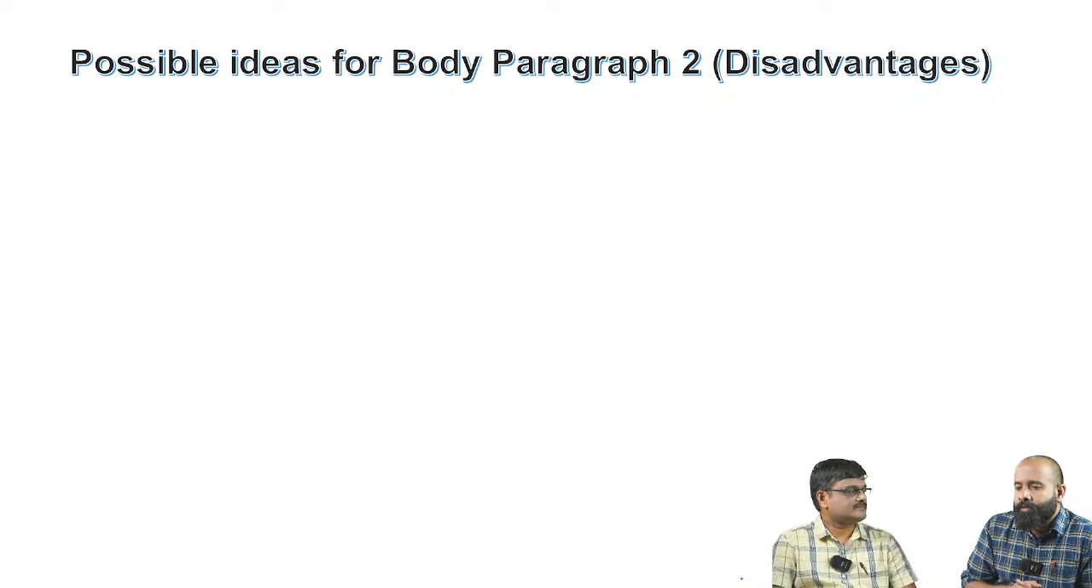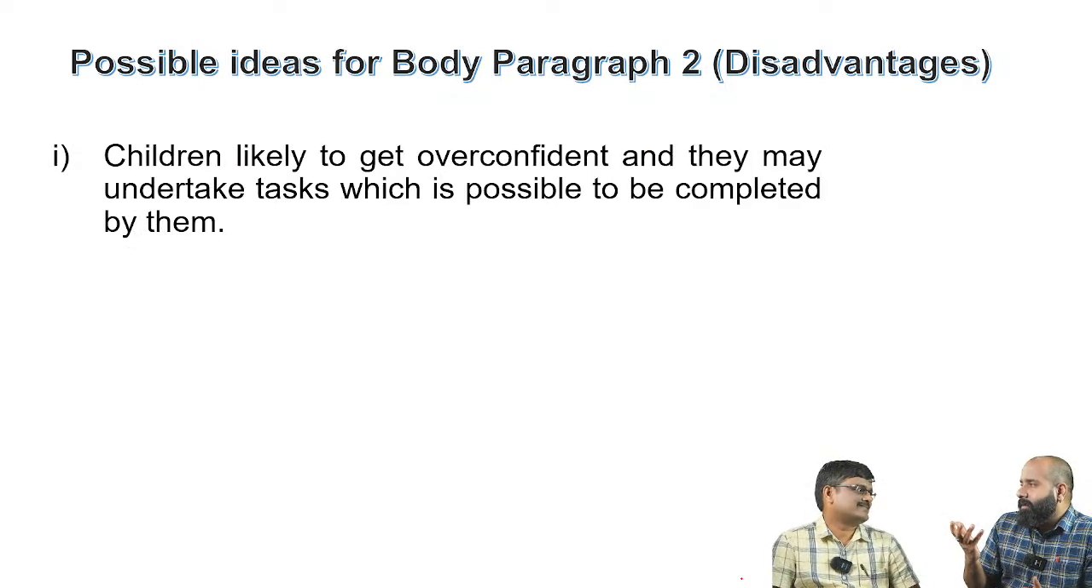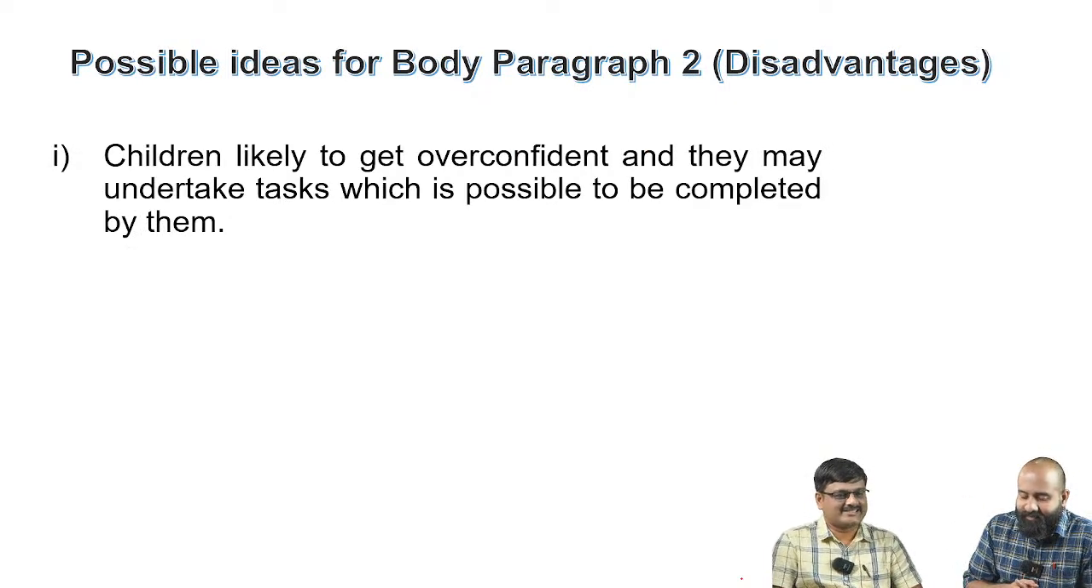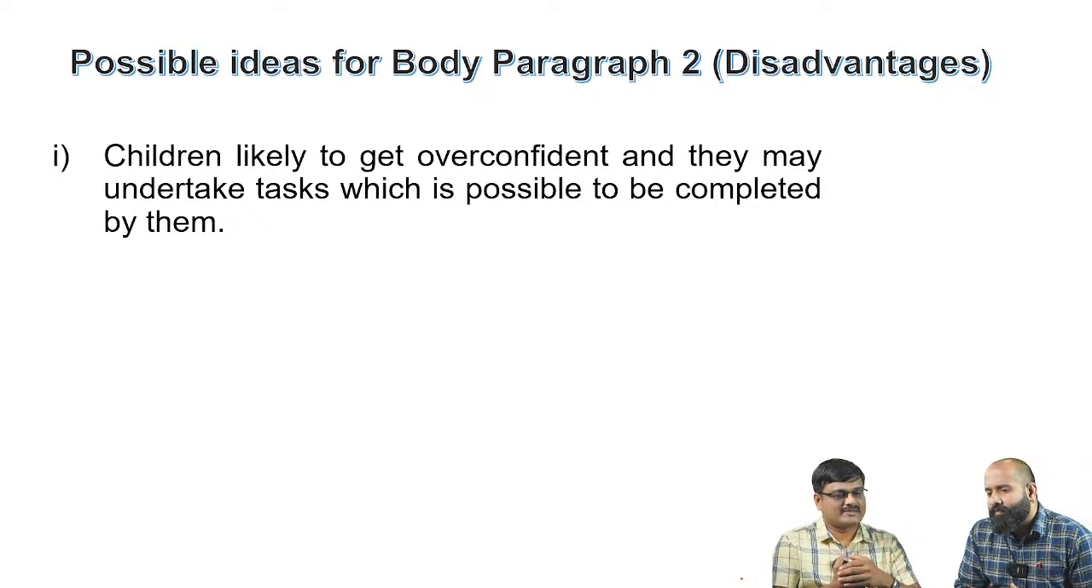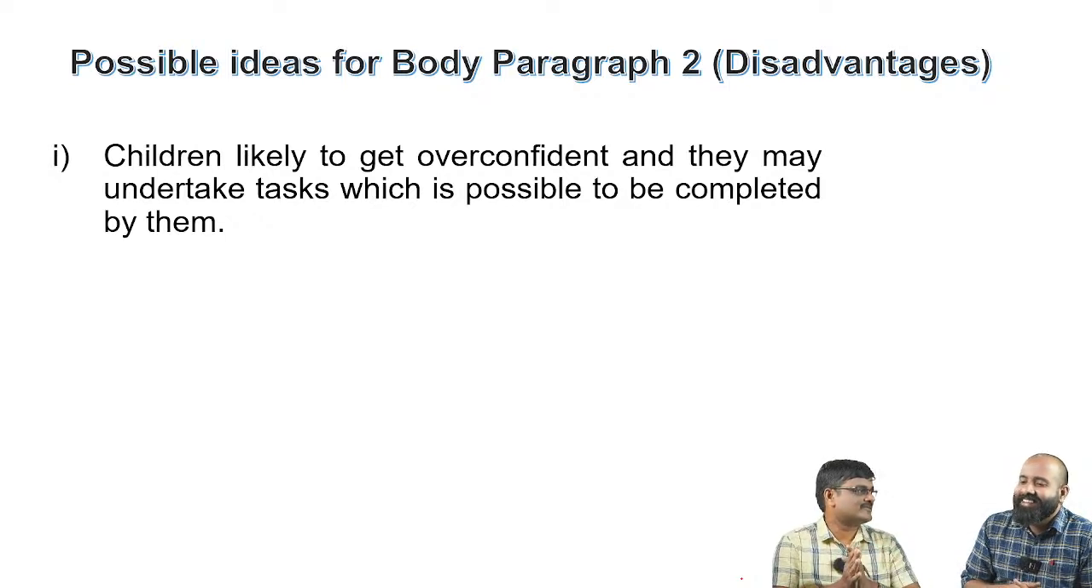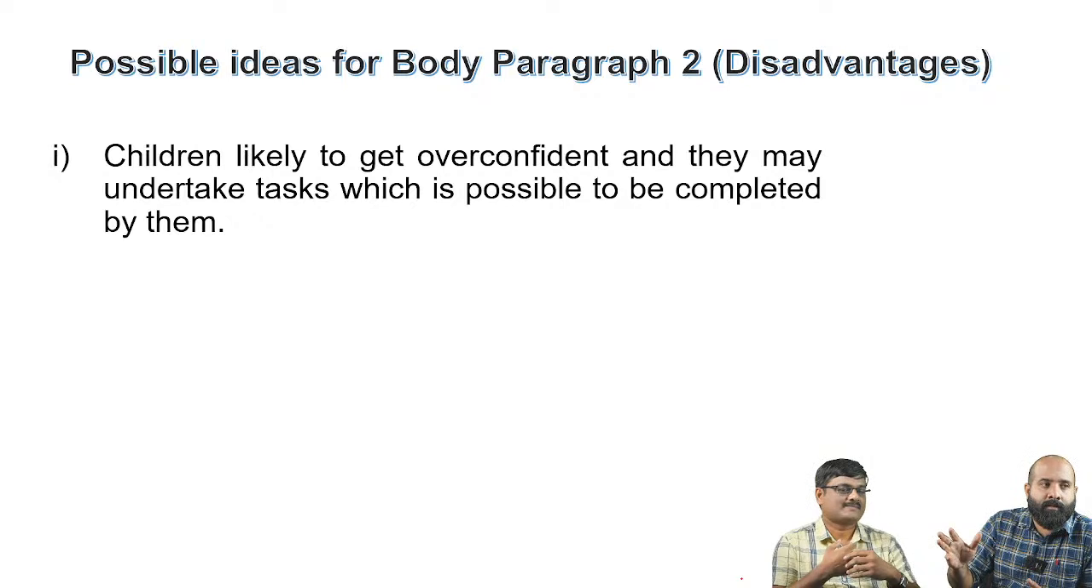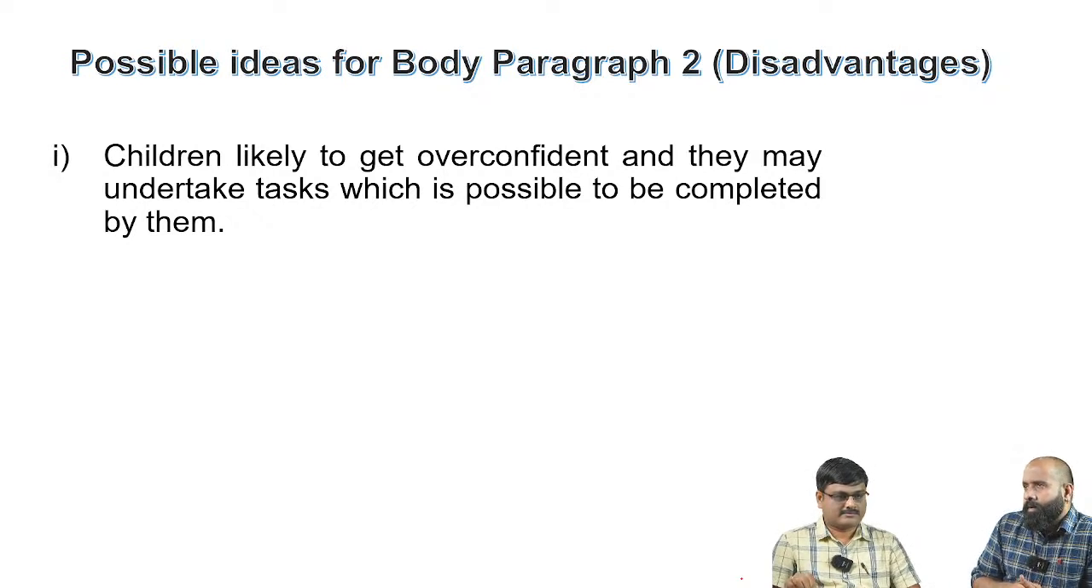Possible ideas for body paragraph 2, the disadvantages. The obvious one would be that if one is confident, he can be overconfident, simple as that, and they may undertake tasks which are impossible to complete. There's a typo, I think. It should be impossible, not possible, which is impossible for them. It's easily understandable, but whoever is writing it down, please make sure it's impossible. That is fine. And what else?